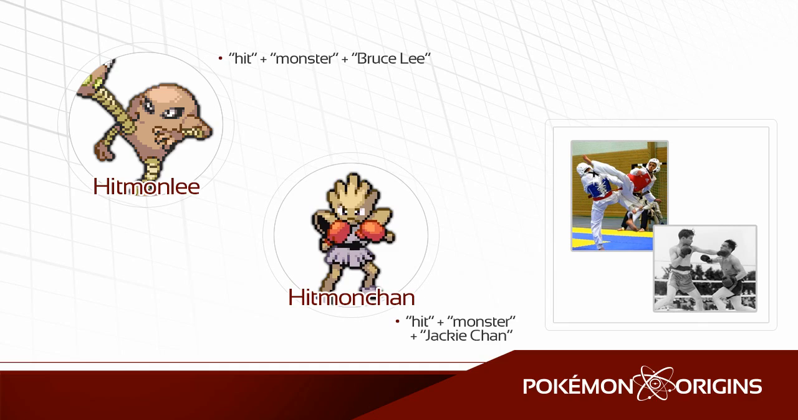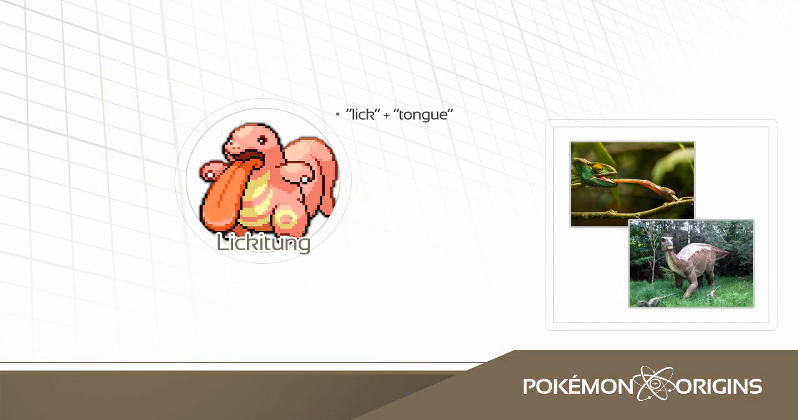It looks quite like a boxer because of its high shoulders and obviously boxing gloves there. Then next up we got Lickitung. Of course, the name is a combination of lick and tongue.